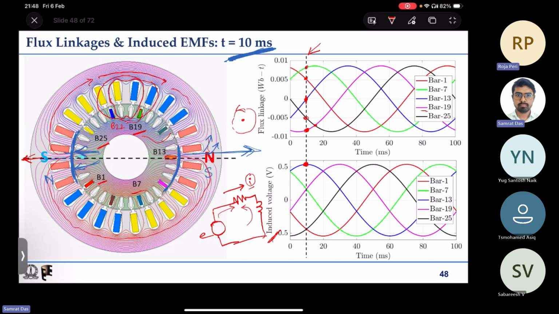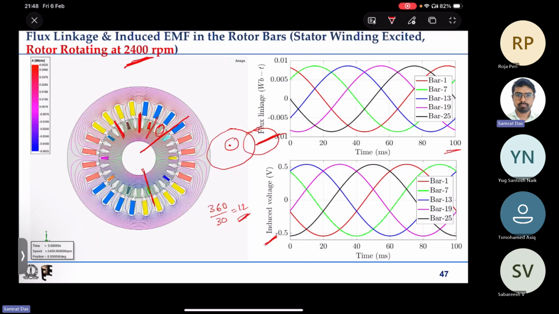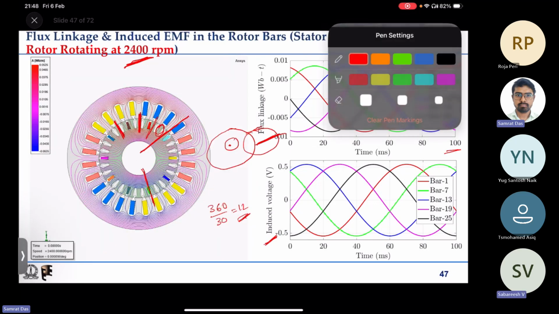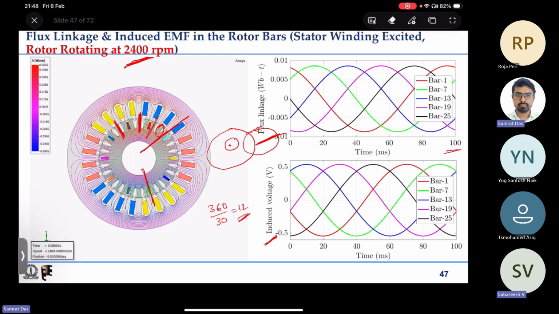Thank you. Samrat, can you go back to slide number 47? Yes. Here, please let me know if my understanding is correct or not. I can realize the flux linkage in two scenarios, but the two scenarios are going to give the same results, though the realizations will be different.